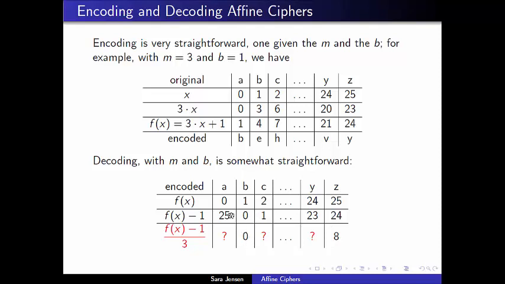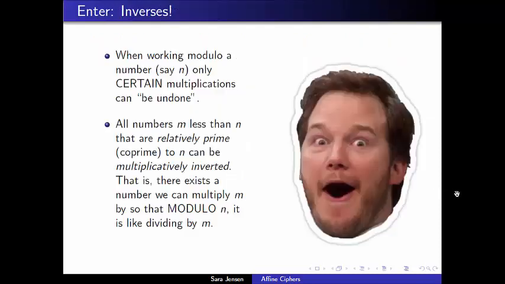We have a lot of questions about what would it mean to go from 25 to this spot. If I do a division by 3 and I get 8 1/3, what does that really mean? So I wanted to talk a little bit about that. There's something cool that happens with modular arithmetic. In general, if we're working modulo n, only certain multiplications even have the property that they can be undone. So this is a bit of a concern for us.